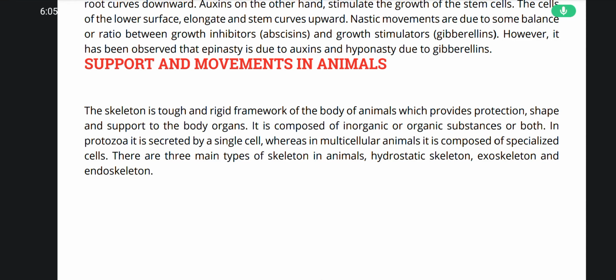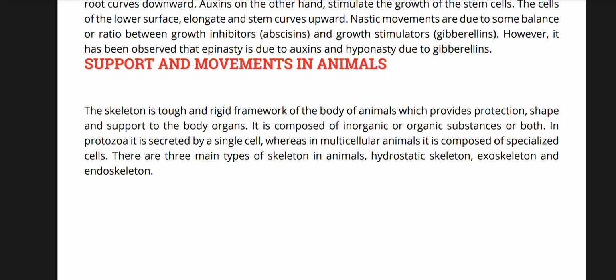Let's start with support and movements in animals. The skeleton is tough and rigid framework of the body of animals which provides protection, shape and support to the body organs. It is composed of inorganic or organic substances or both. In protozoa it is secreted by a single cell, whereas in multicellular animals it is composed of specialized cells.